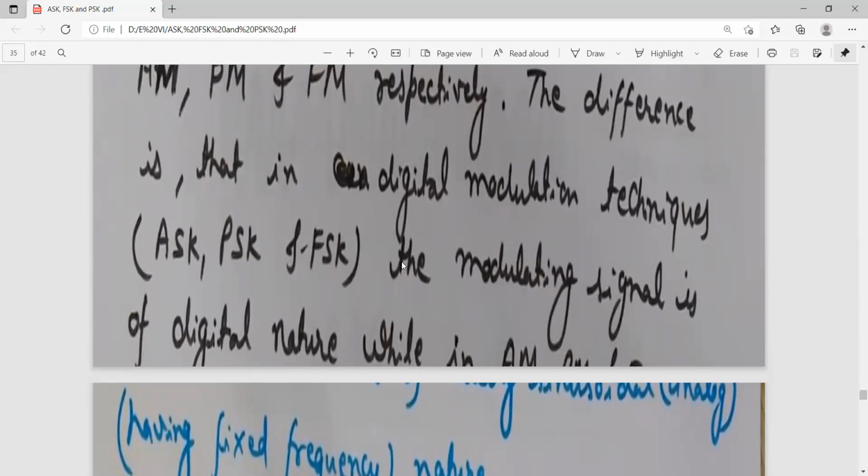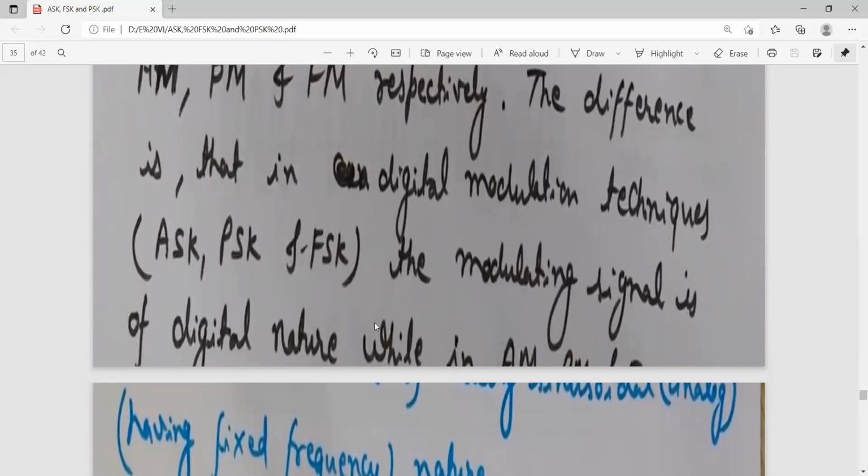So digital nature, the modulating signal is of digital nature, while in amplitude modulation, phase modulation and frequency modulation, these three modulations, the modulating signal is of analog nature. So that is the only difference. The main difference is that in digital modulation, the signal is in the form of a digital signal. In analog modulation, the signal is in the form of an analog signal. So that is the main difference.